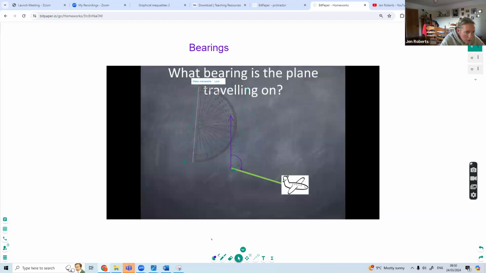So let's just have a look. Now, if you line up your protractor to start here, the numbers on your protractor start from the outside, mine start from the inside, but just make sure if you hold up your protractor to the screen, you should have a bearing of, let's have a look. Mine is 107 degrees. So that plane is traveling on a bearing of 107 degrees. Okay, so that's what a bearing is.